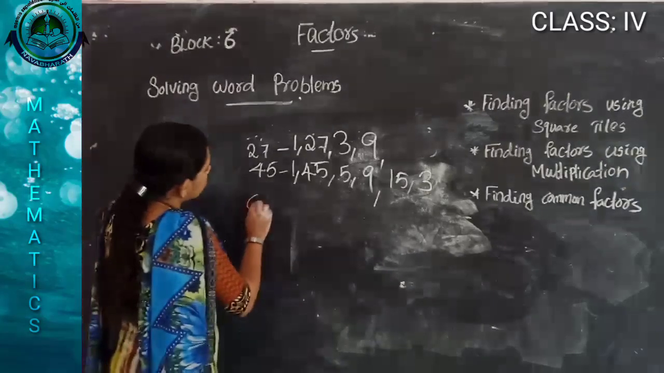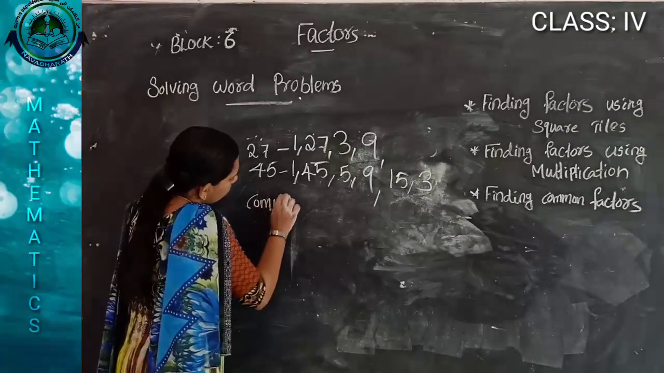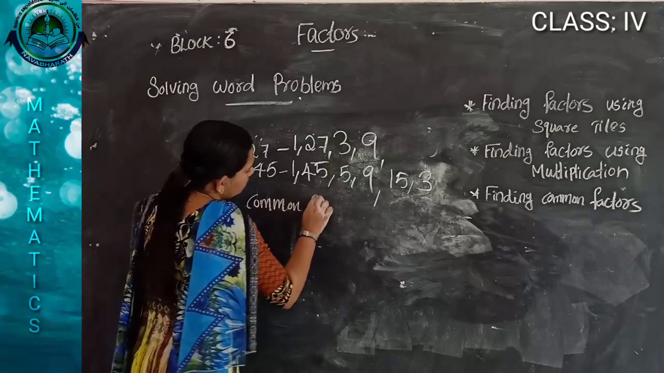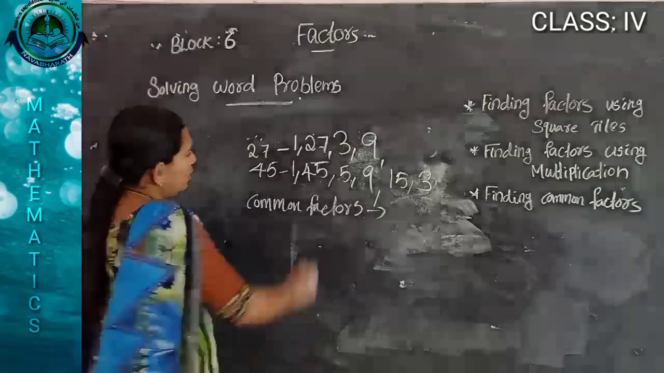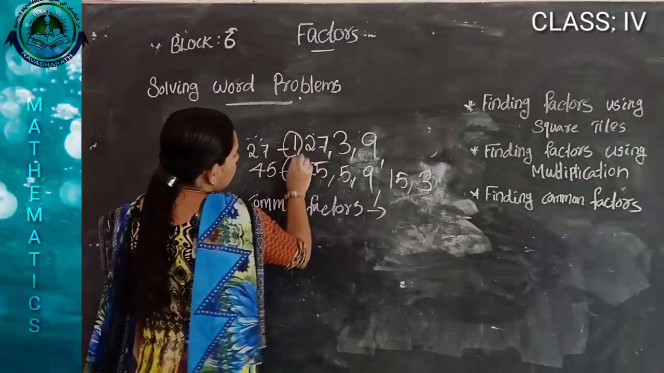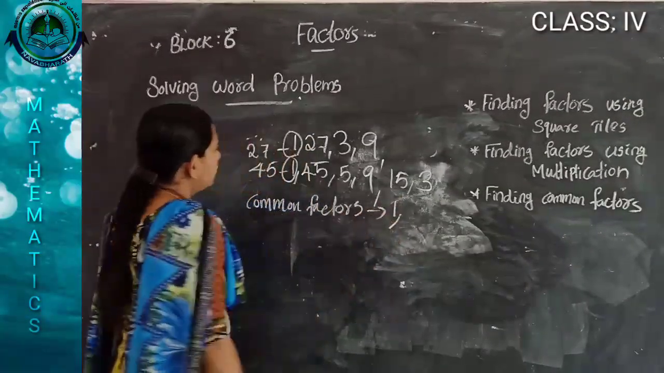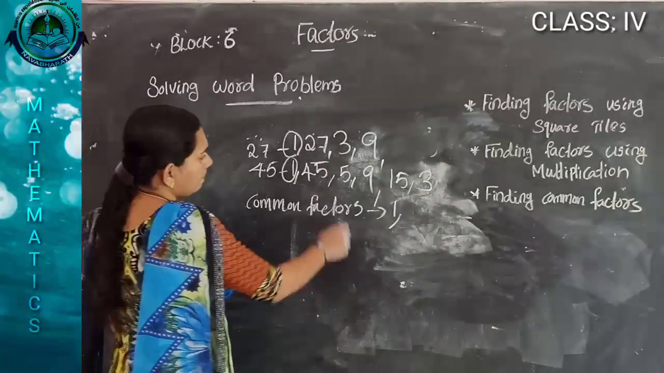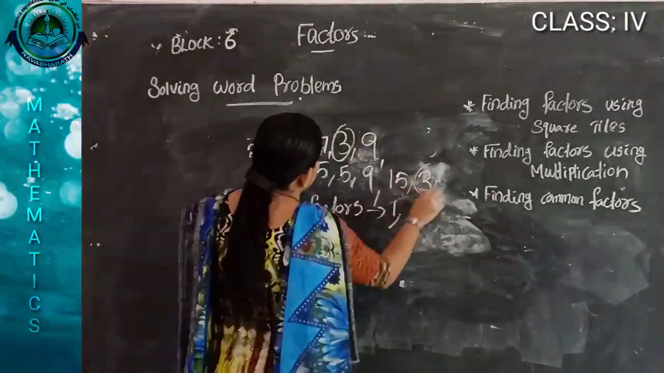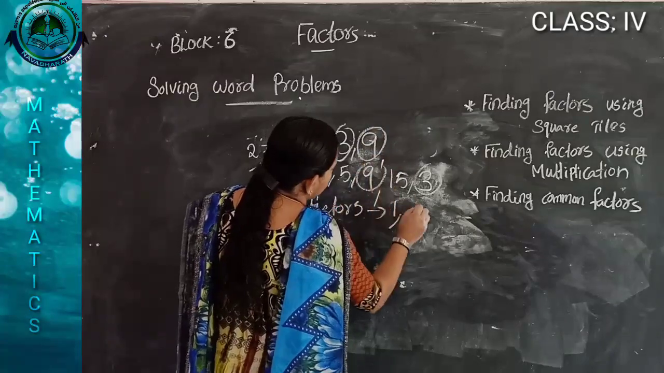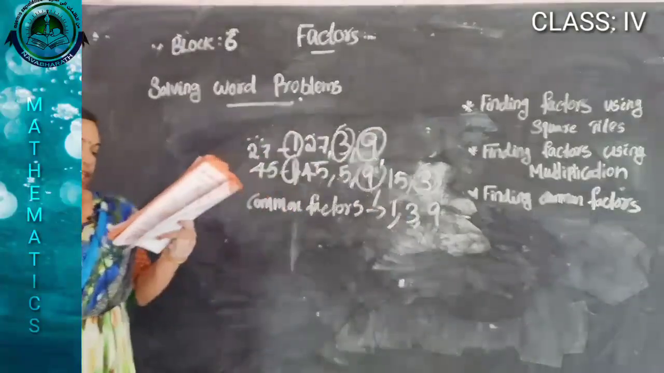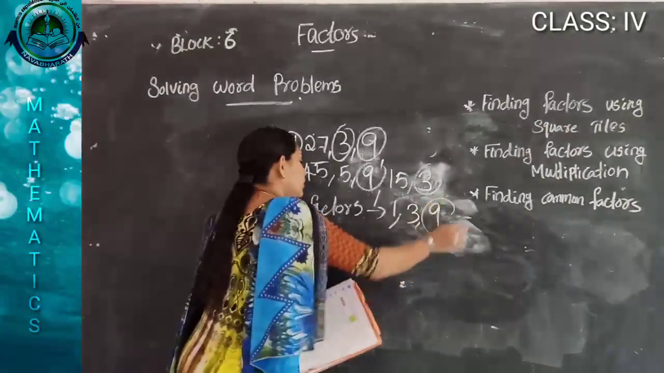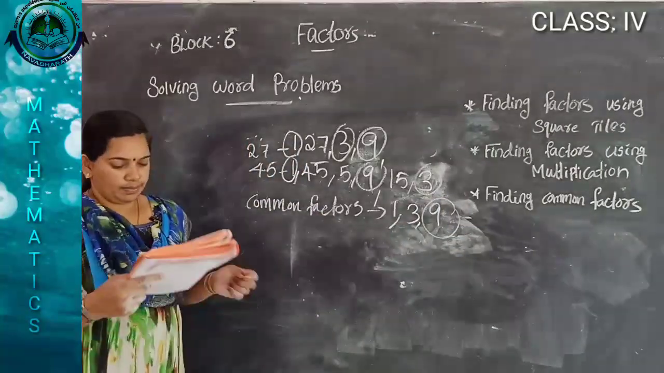So common factors. Which are the common factors here? 1, 3, 9. Which is the highest common factor here? 9. Highest common factor is 9.